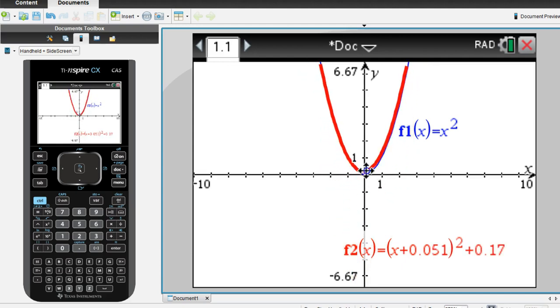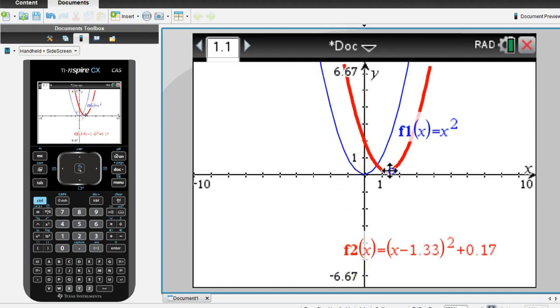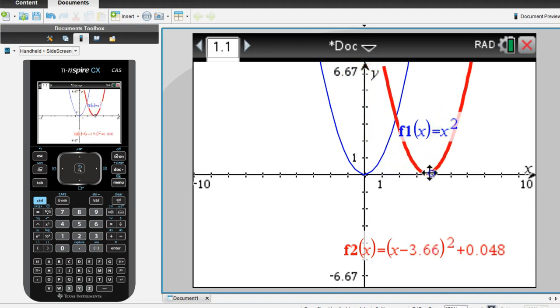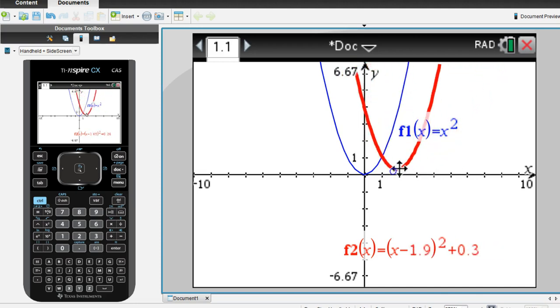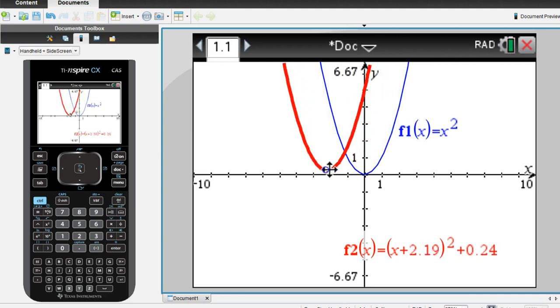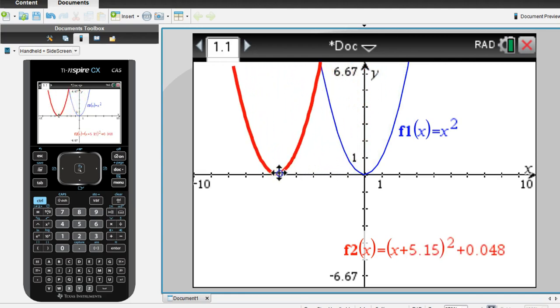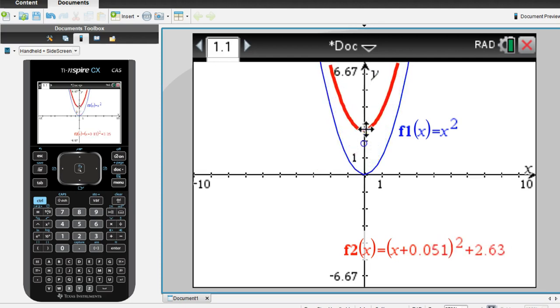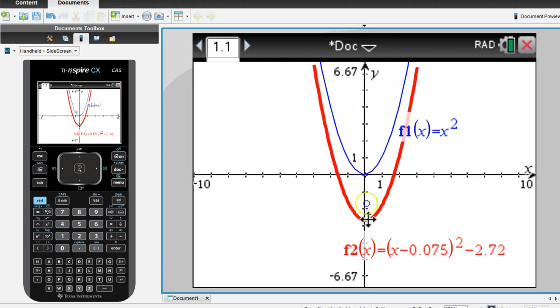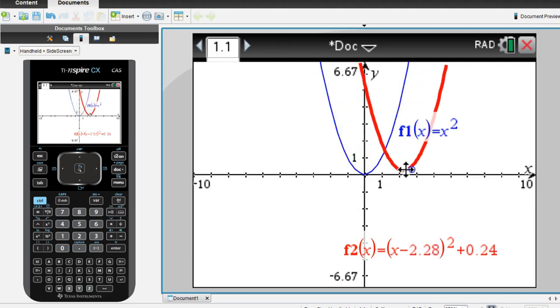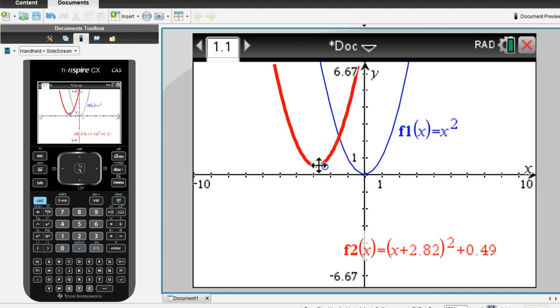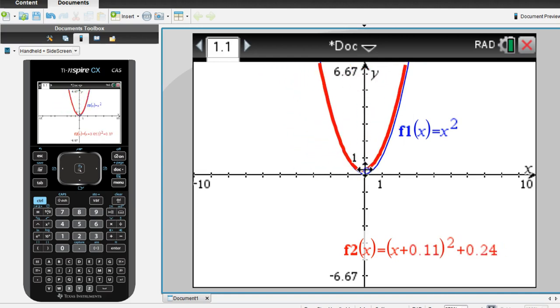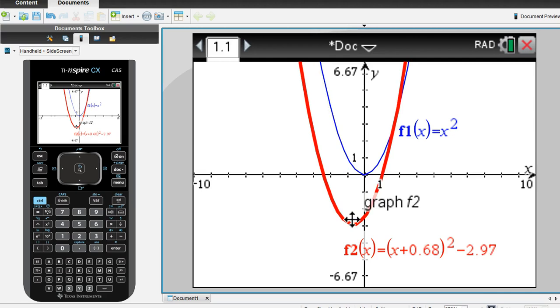What happens to this graph as it moves to the right? That h becomes more and more negative. What happens as we move that graph to the left? It makes it more positive. Up, k is positive. Down, k is negative. Right, h is negative. Left, h is positive. Fancy, I know. Alright, I'm going to go ahead and get rid of that graph.